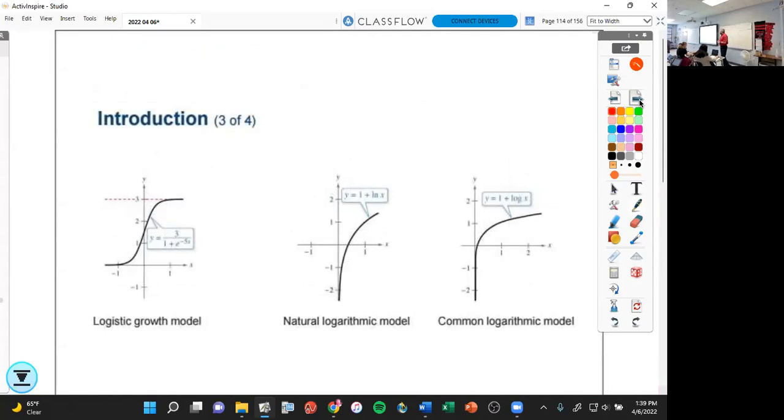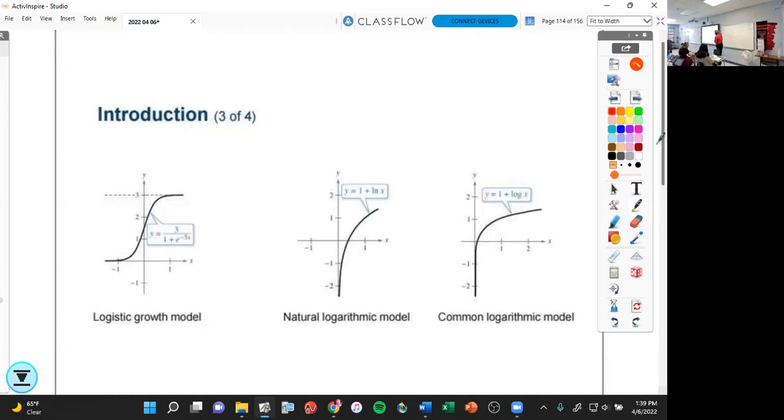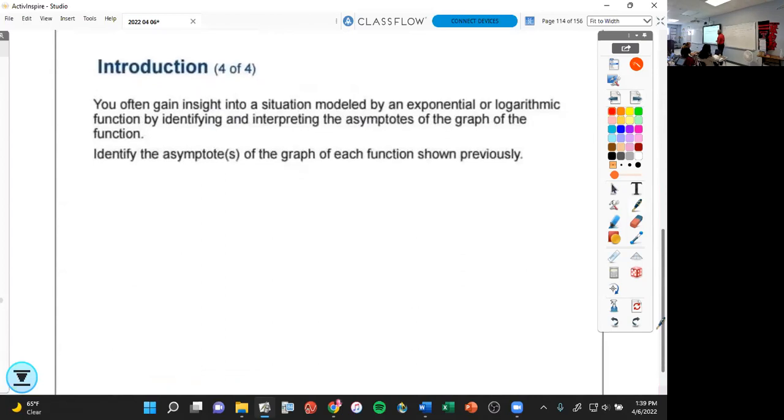We have the logistic growth model, where it grows rapidly and then slows down. Natural logarithmic model and the common log model. Again, natural log model and common log model are basically the same. Major difference is the base on the log. That's it. We'll come back to these graphs in just a moment.